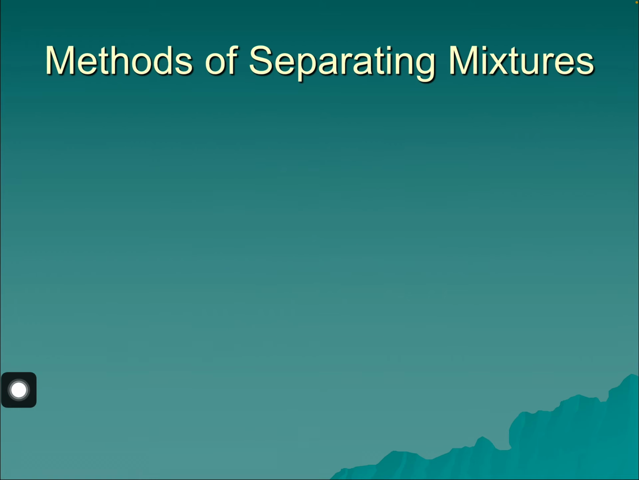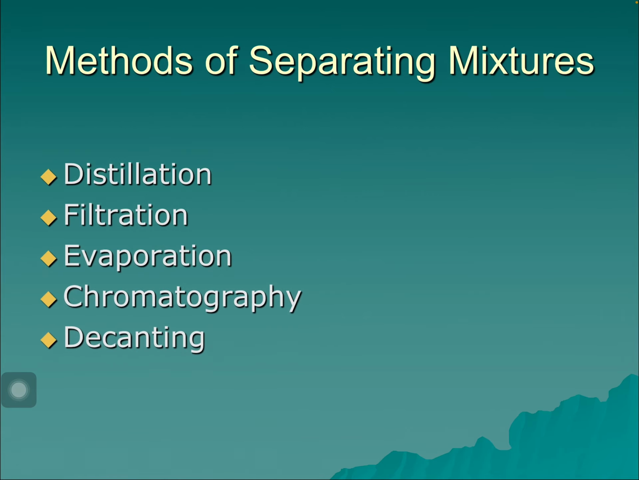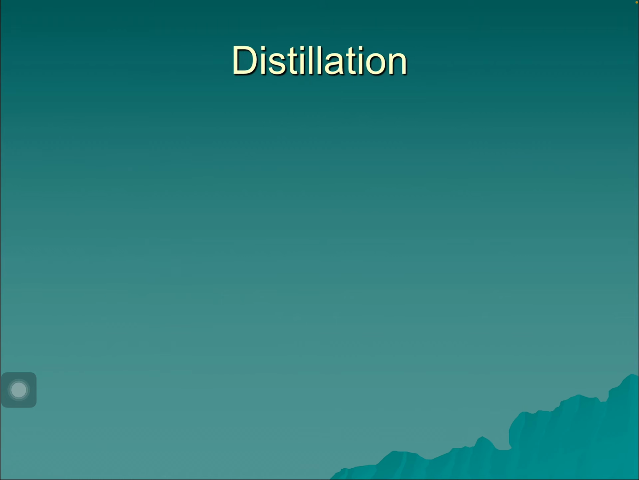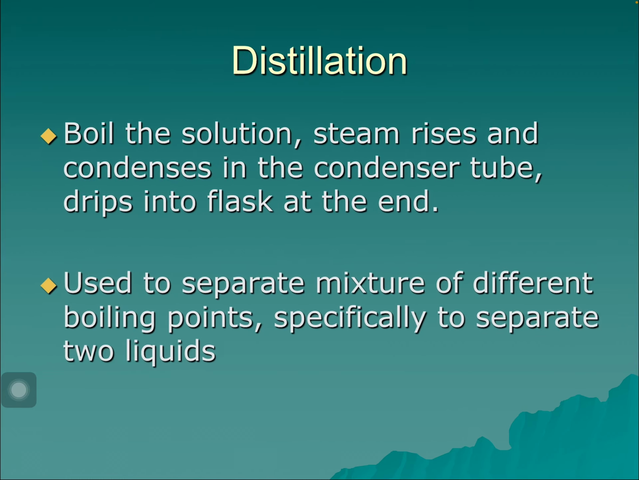So there are a few different methods of separating our mixtures. The common methods we'll be going over today are distillation, filtration, evaporation, chromatography, and decanting. First, distillation. So distillation is the process of boiling a solution which results in it separating. It's separating based on boiling point, and this is specifically for 2 liquids when you want to separate 2 liquids.